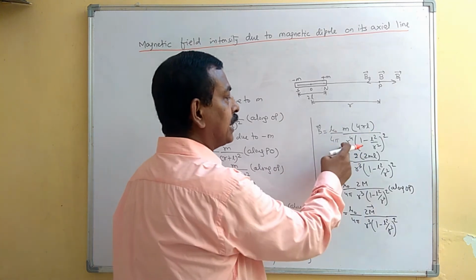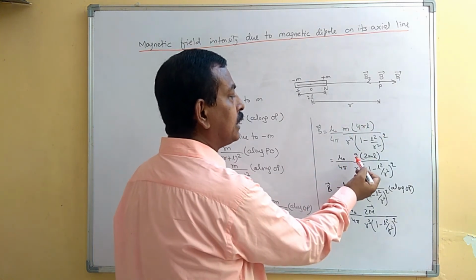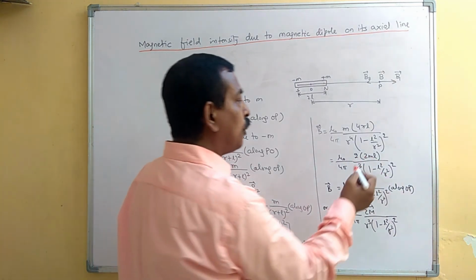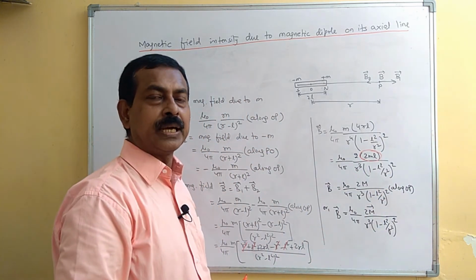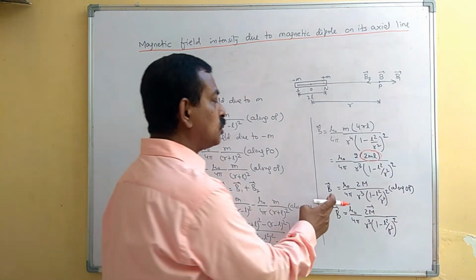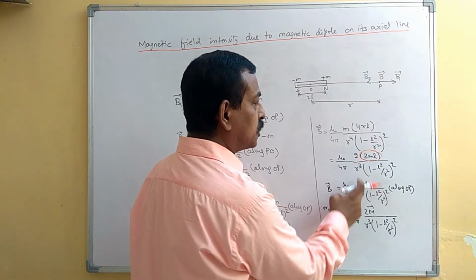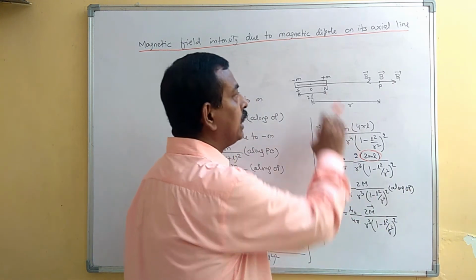The r term we can cancel, and now this 4ml we can write as 2 times 2ml. So for this 2ml I can write M, that is the magnetic dipole moment. So this B will be mu naught by 4 pi 2M by r cube times (1 minus L square by r square) whole square, and the direction will be along OP.